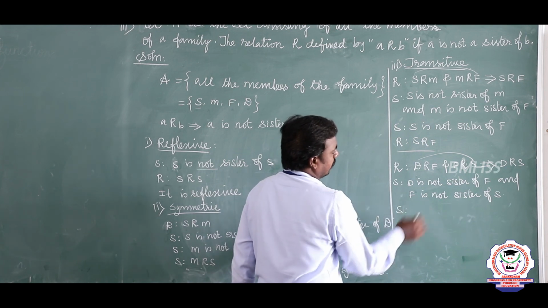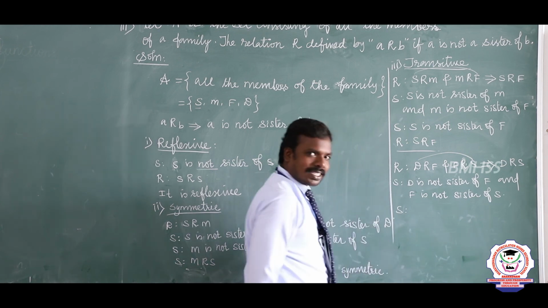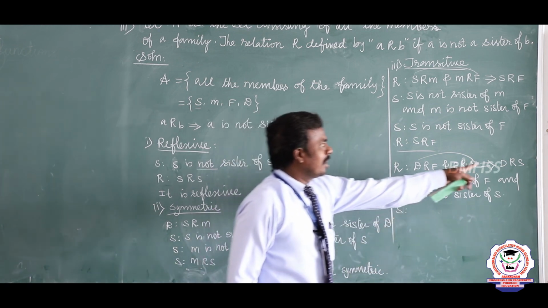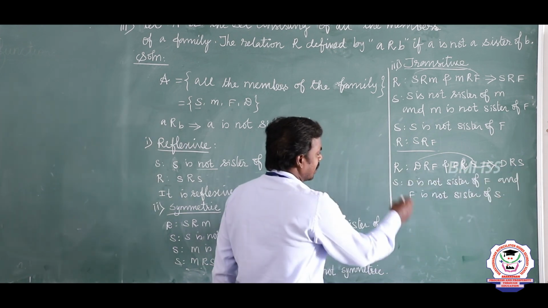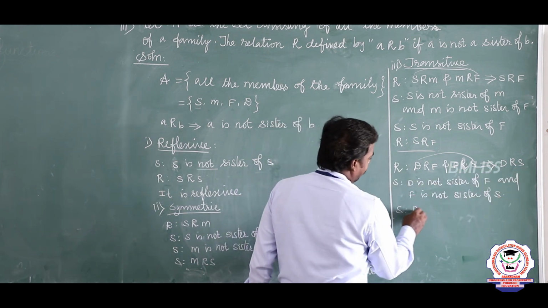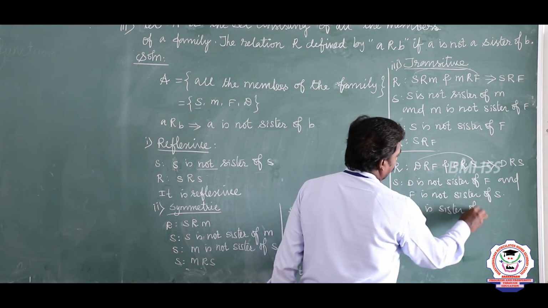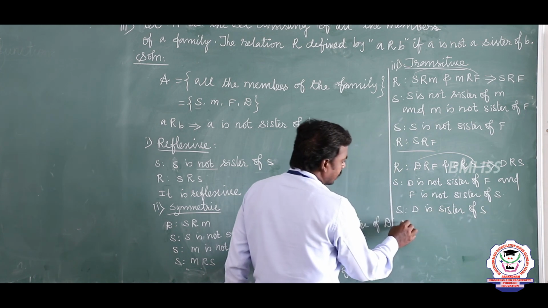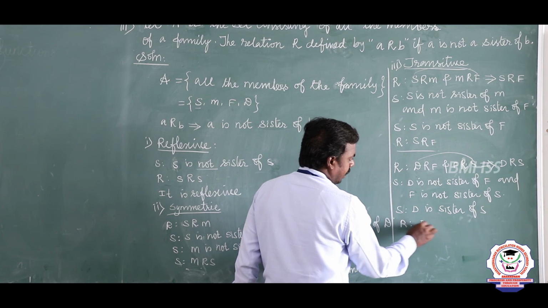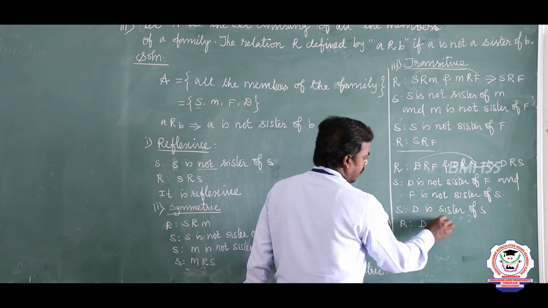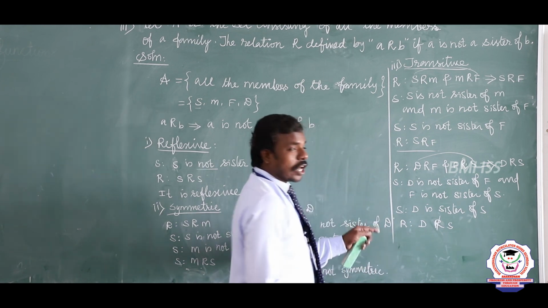And finally, daughter D is sister of son, because she is sister of the son. Do you understand? From this, D is sister of son. From this, it is not related to S. Do you understand? The relation D is not related to S. So it is not transitive.